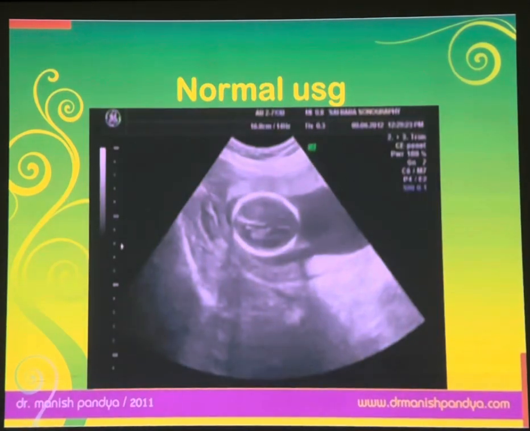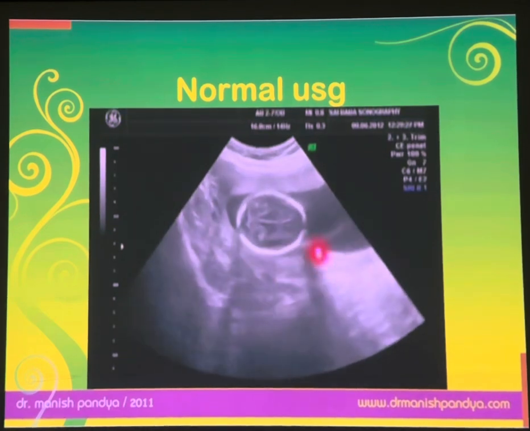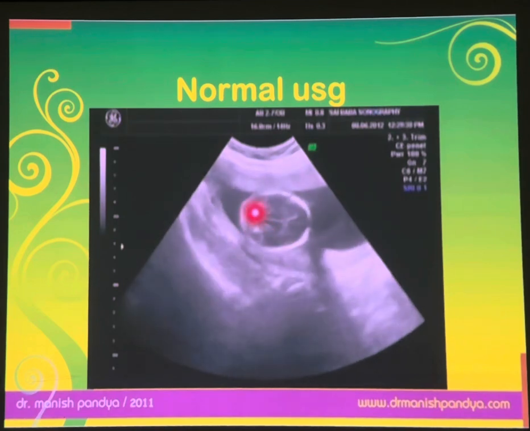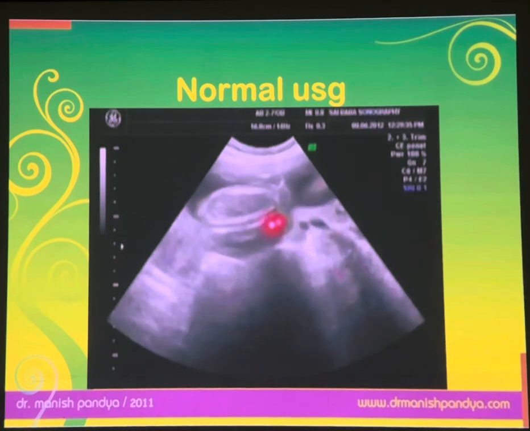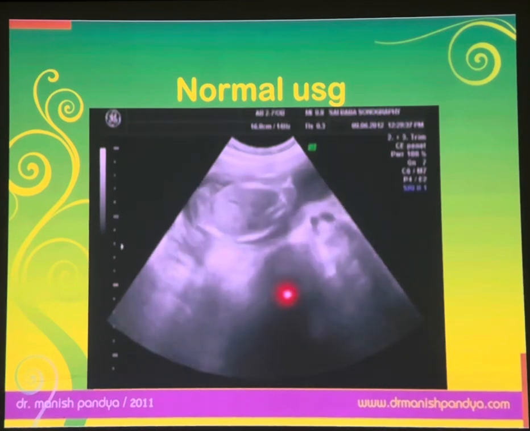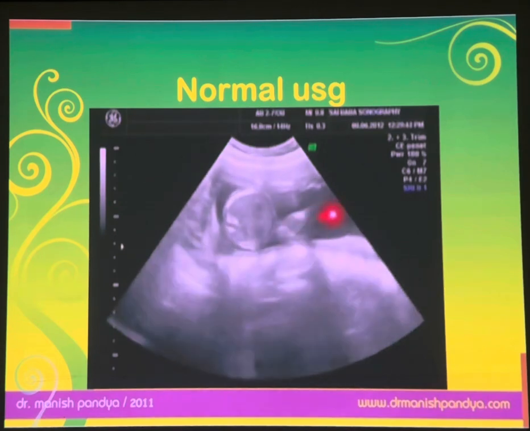So this is the scan. You can see this is a live scan. Now I am demonstrating in live scan. You can see there is the BPD plane, thalamic plane, cerebellum. Then we are watching the spine. You can see the spine in sagittal section, and you can see the spine very well. Then you are able to see the upper limb.